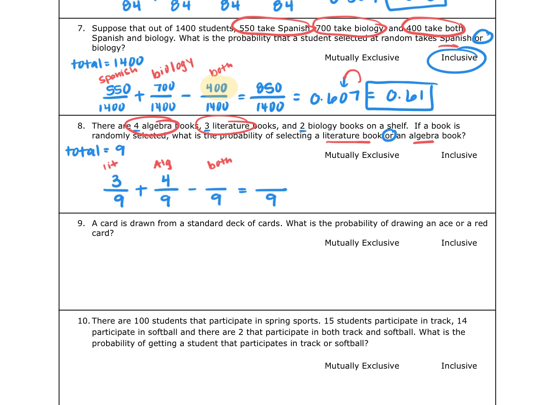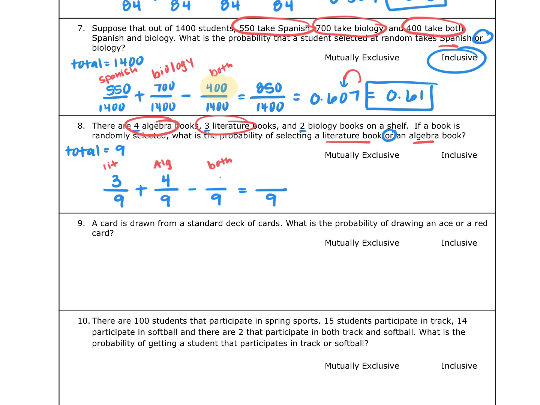And now I have to decide, can I be a literature book and an algebra book at the same time? So think about it. Do you ever bring your English book into math and do math with it? Or do you ever take your math homework in English and turn that in for an assignment? No, you wouldn't do that.